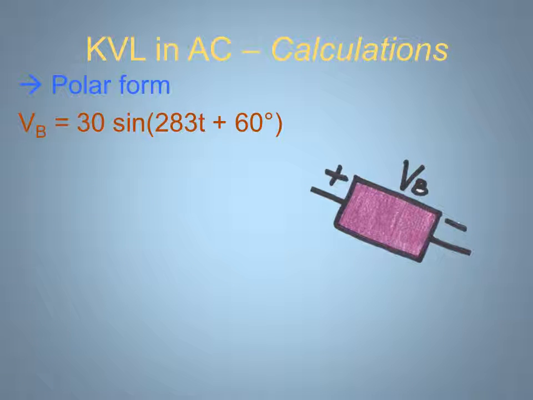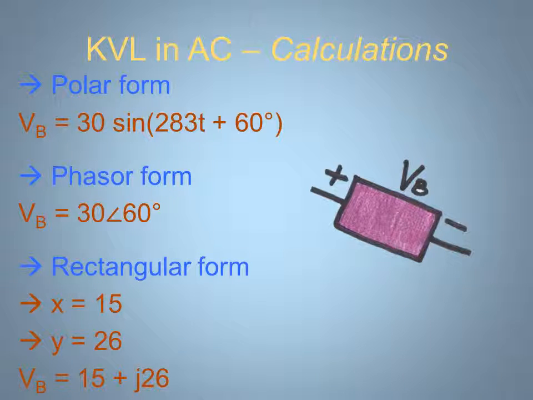Now for VB, again we've been given the polar form. Changing to phasor form we get 30 with an angle of positive 60 degrees. The next step involves calculating the x component as 15 and the y component as 26, which then gives the rectangular form as here, VB equals 15 plus j of 26.